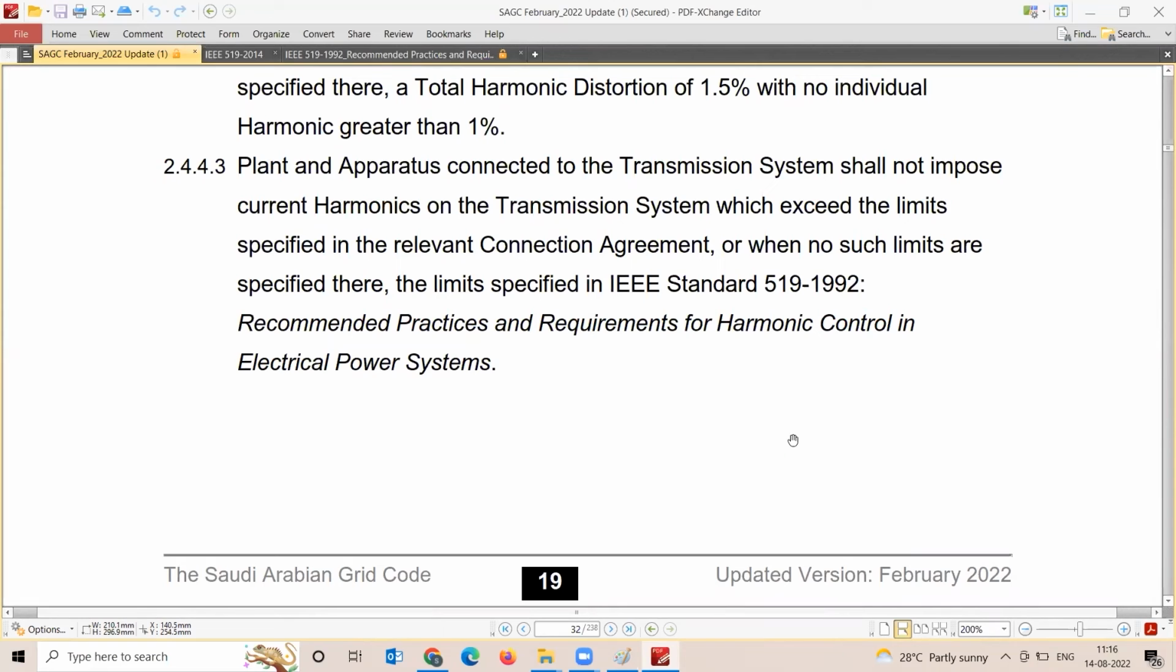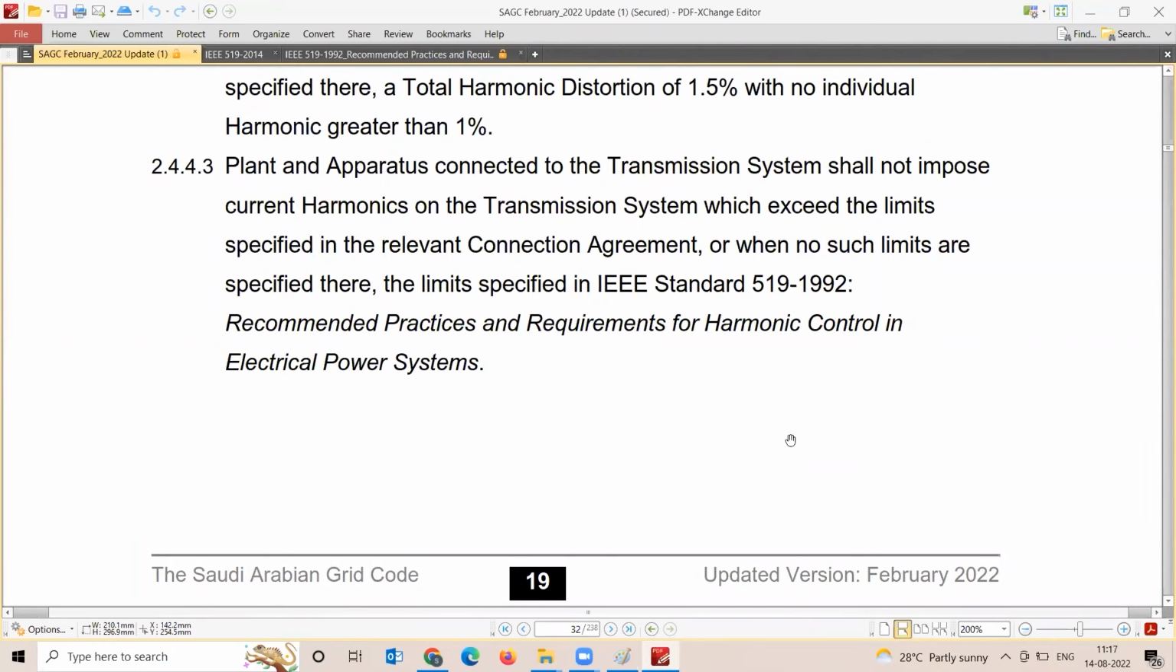And probably, technology is growing at a much faster pace than the grid codes can develop. Before the standard comes in, the technology has probably gone to the next level, and we are not really able to put up standards or regulations in time.